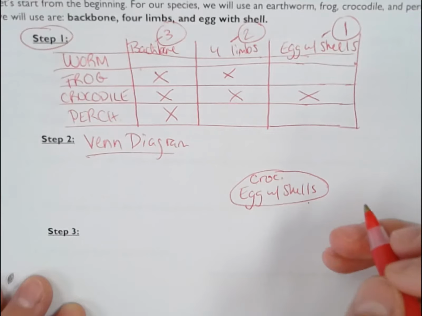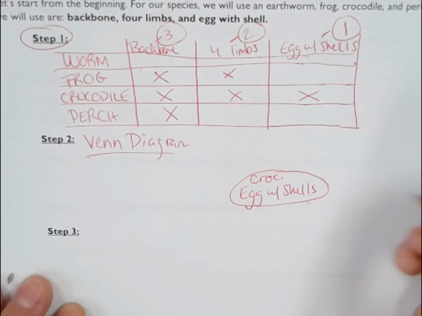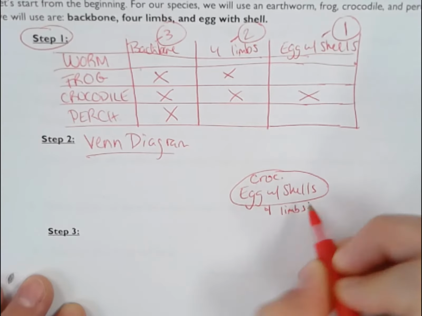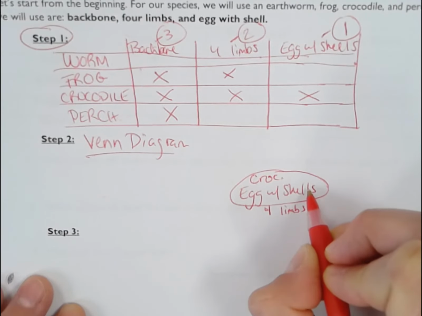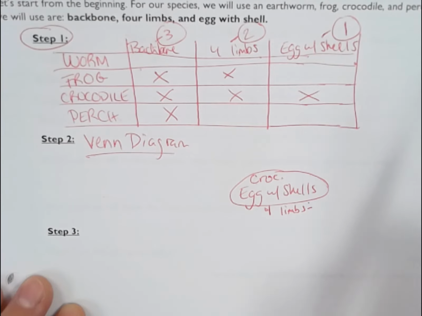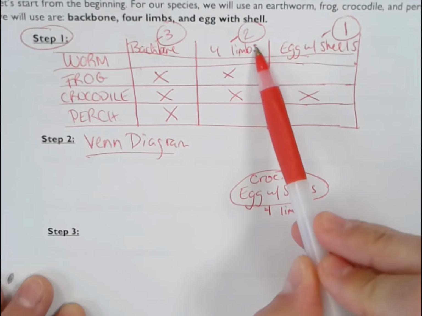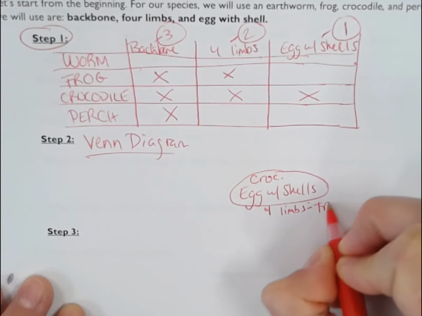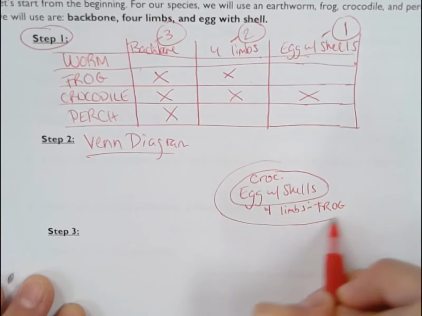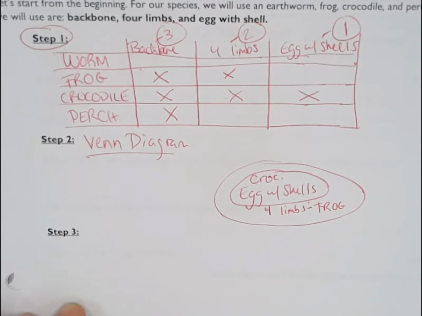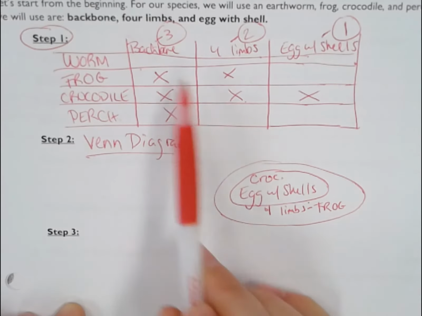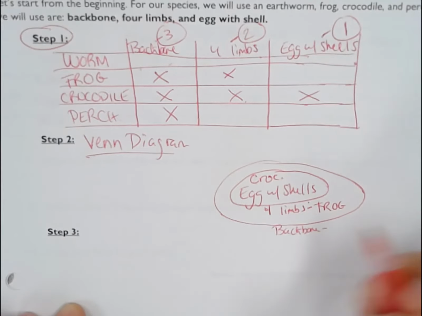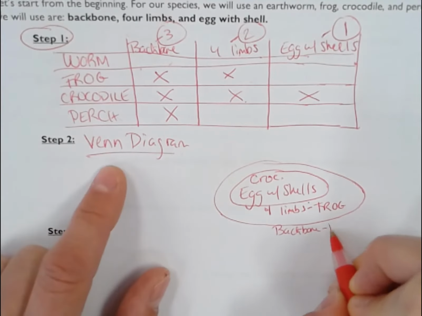What is our next most derived trait? 4 limbs. Okay? Who has 4 limbs and not eggshells? Who has 4 limbs but not eggshells? The frog. Okay? And then I'm going to put a circle around that. Then my backbone is going to go next. Who has a backbone that isn't on here yet? The perch.